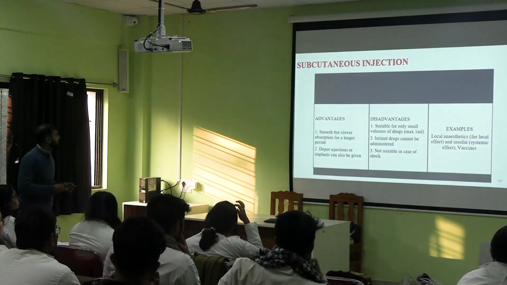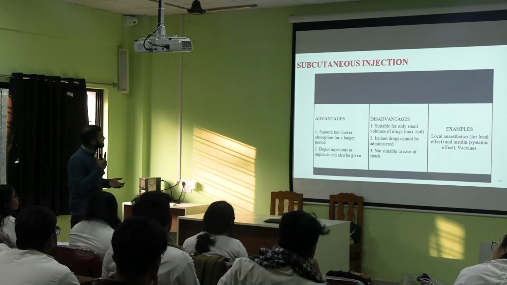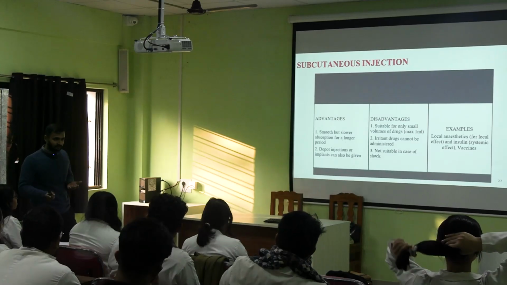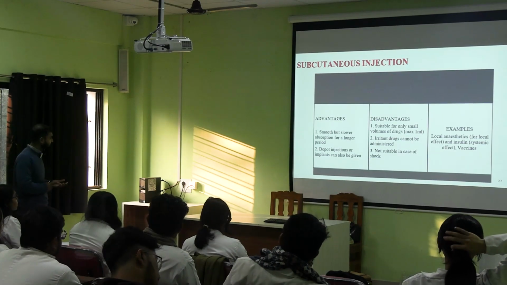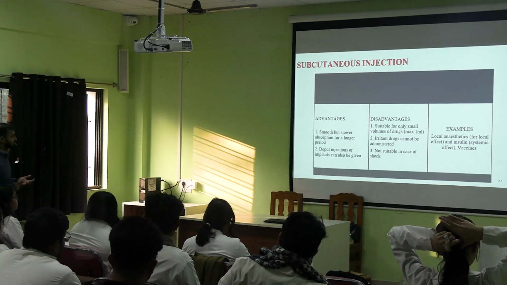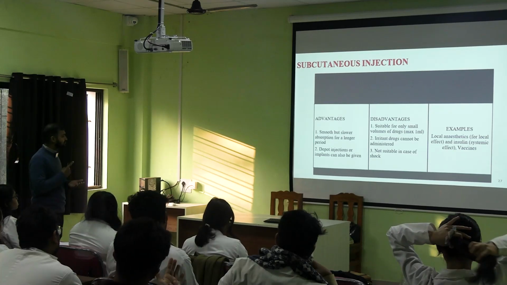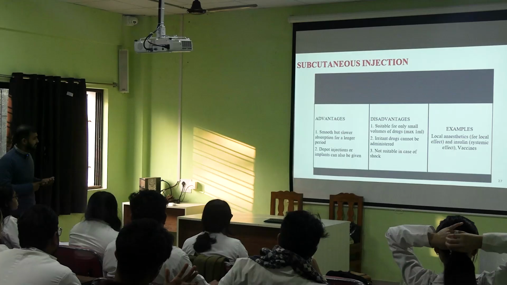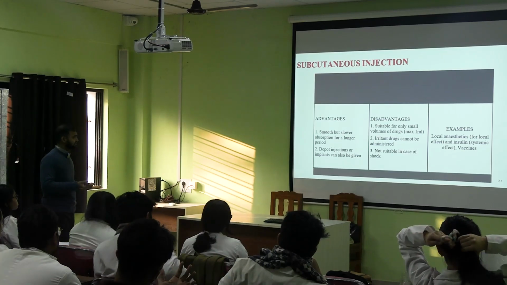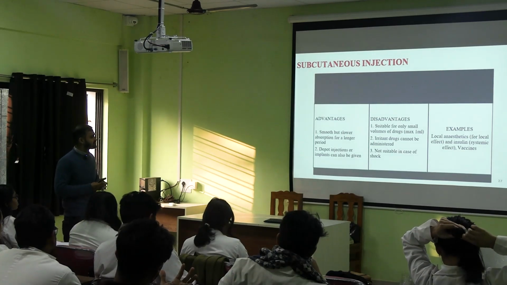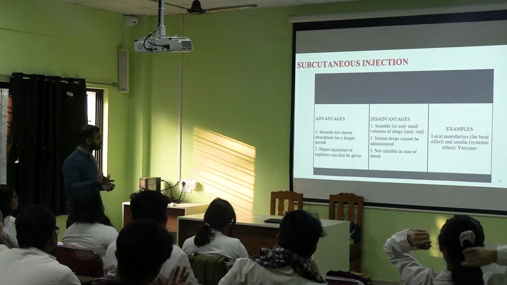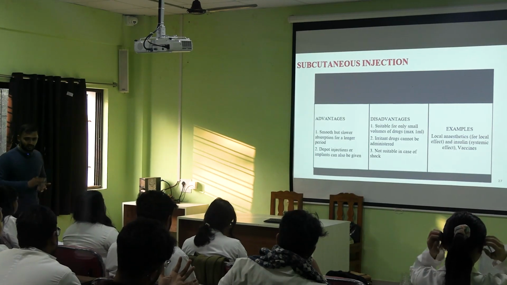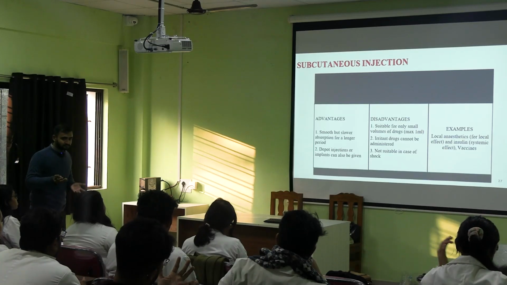So what is the angle for subcutaneous? It is 45. It should be 90 to 45, not less than 45, okay, between that. Then what are the advantages? It is a smooth but slower absorption for a longer period of time. Then depot injections or implants can be given. The disadvantage is that it can introduce only small volumes of drugs, like 1 ml or 1.5 ml of drug. Irritant drugs cannot be administered, okay, why?